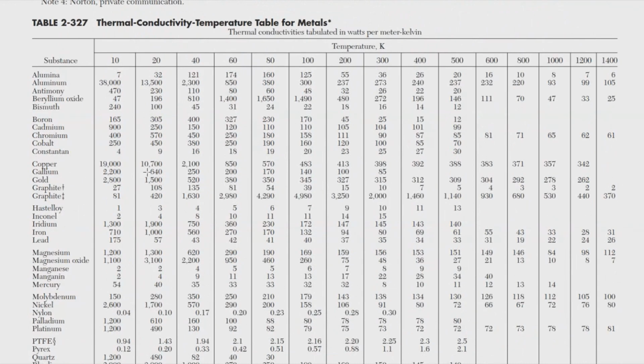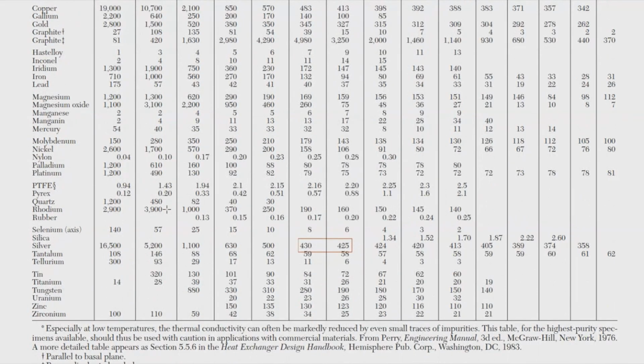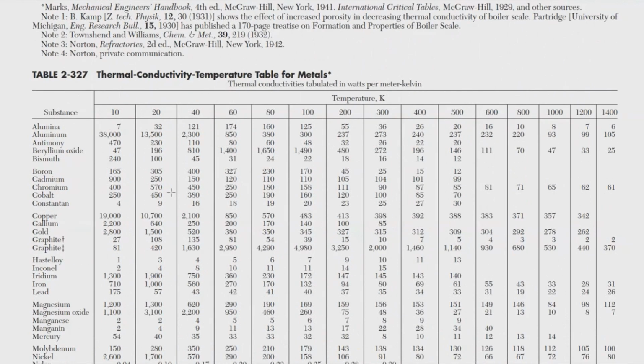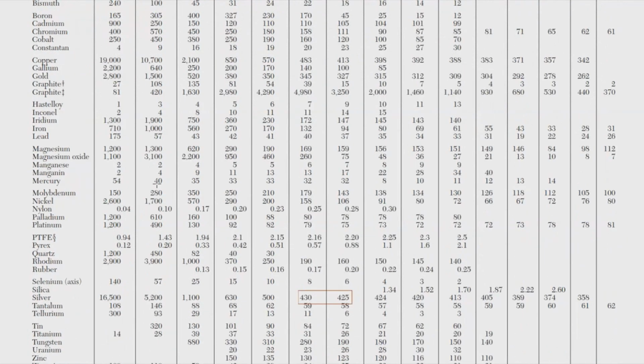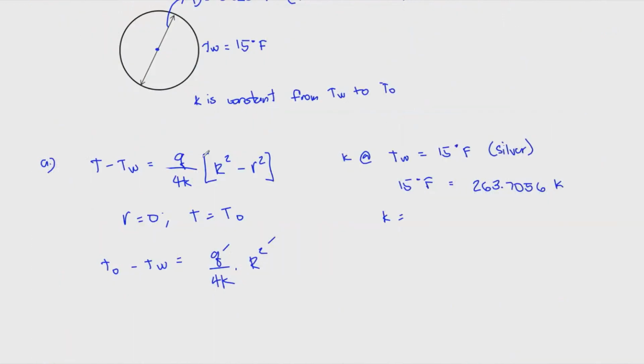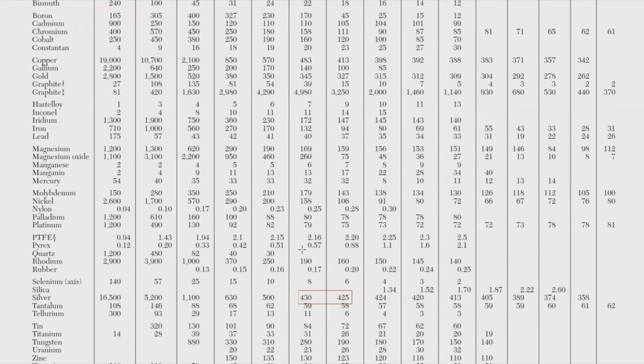So for 100 we have 430, and for 200 we have 425. So use your knowledge in interpolating. What I got here is 421.8147. I want you to always take a look at the units, since you might get led wrongly with this.